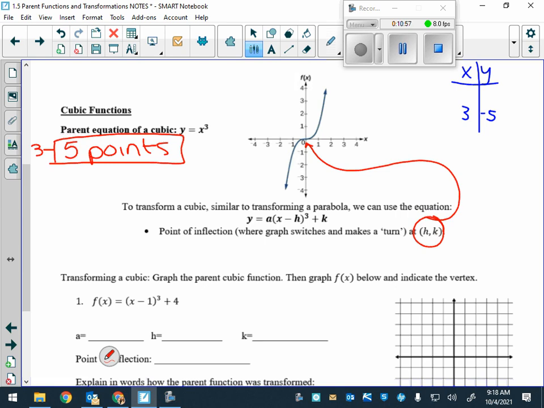Some of you saw this on a test, quiz, homework, whatever it was, and thought that was constant, and it's not. It's an inflection point. Meaning it's just making a turn.